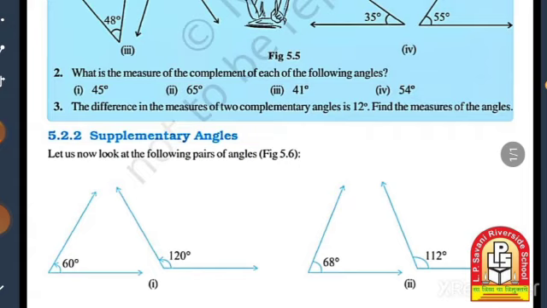So try to solve this kind of example. In your homework you have to draw two supplementary angles and two complementary angles.